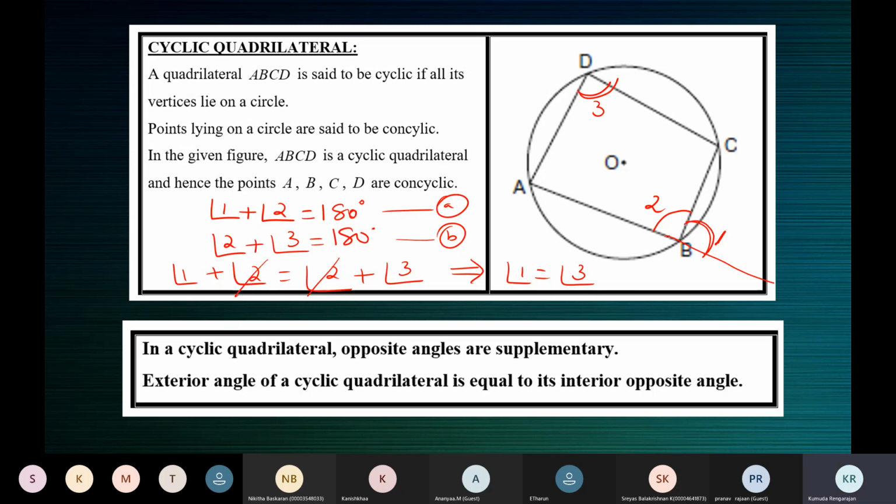Take a screenshot of this one, children. So remember these two properties. In a cyclic quadrilateral, opposite angles are supplementary. Exterior angle is equal to its interior opposite angle.